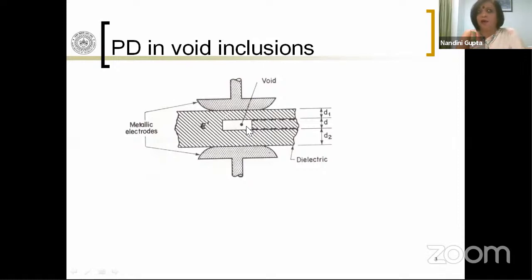And as things go, the dielectric strength of this gas will definitely be lower than the dielectric strength of the solid material in series with it. So well before the solid material reaches anywhere near its breakdown strength, the gas in the void might exceed its breakdown strength. In that situation, this material is going to break down.